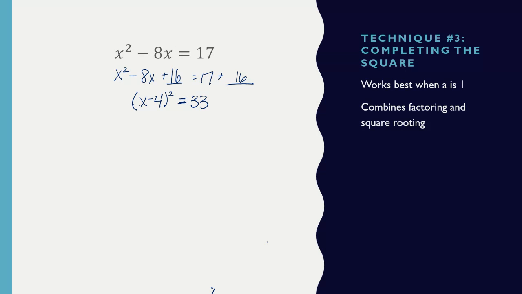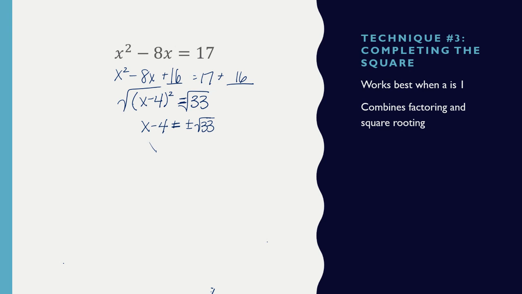From here, now I've got a square. I can square root both sides. So on the left, I'm left with x minus 4 equals plus or minus the square root of 33. 33 does not have an integer square root, so I'm just going to leave that in the radical.